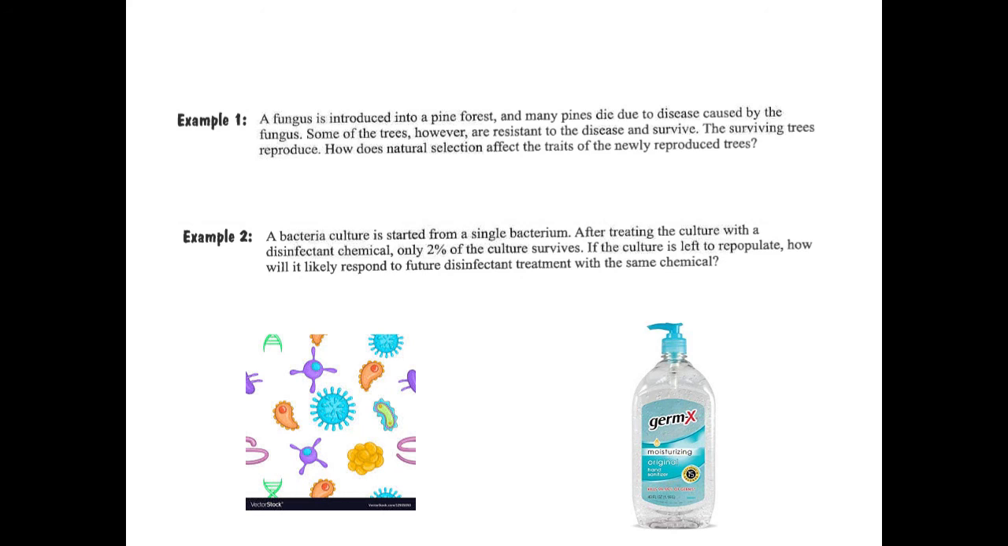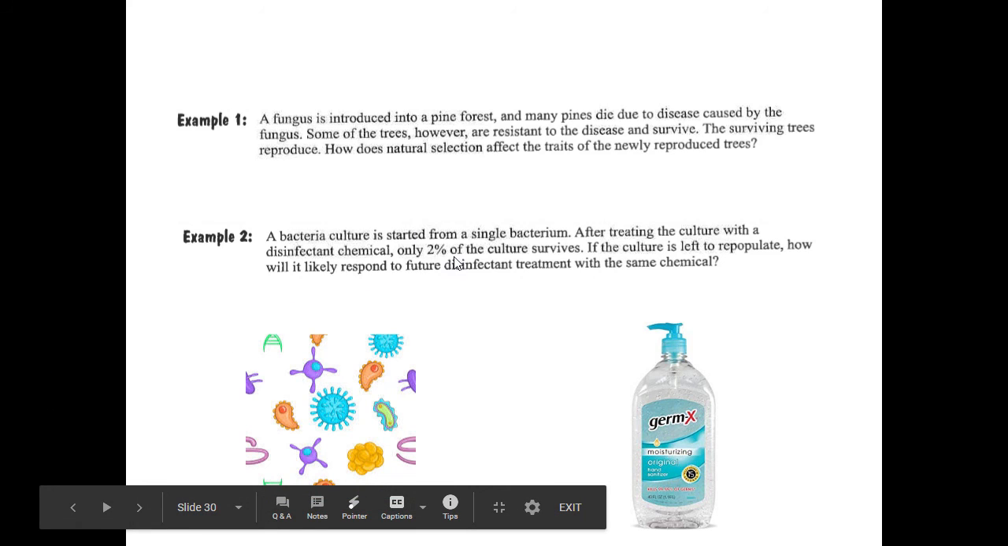So this is a reason why you don't want to over sanitize your hands. I know right now there's a big influence on using hand sanitizer a lot, washing your hands a lot. But we know that the 2% that survives, these are the strong bacteria, and they're going to make more strong bacteria. So that Germ-X is not going to be as effective as it normally would be if you allow the strong to survive.